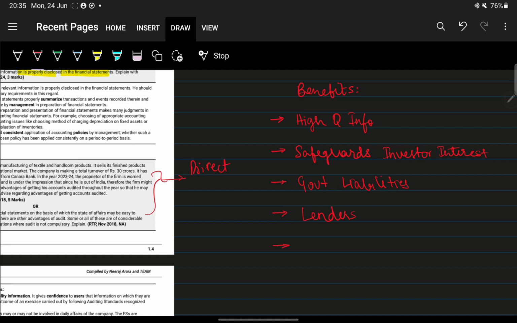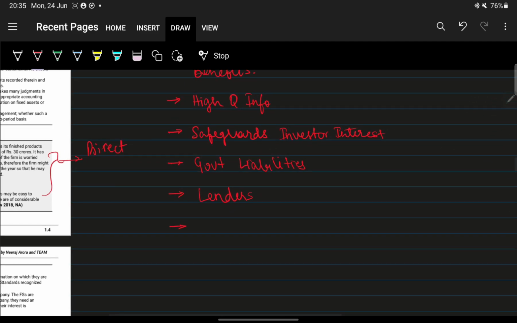Next, it helps find any fraud or error, right? And then it ensures adequate control measures are taken. Okay, ensures adequate control measures are taken. And lastly, it keeps a moral check on us.